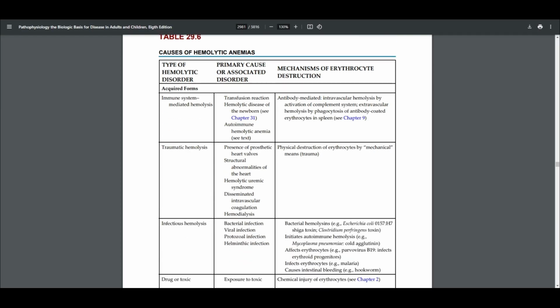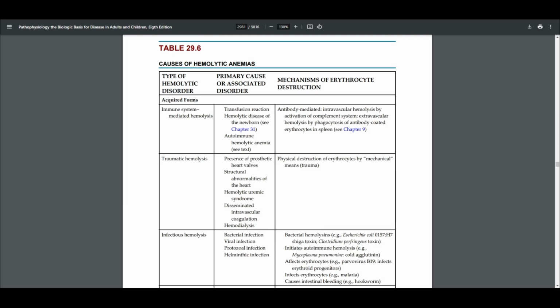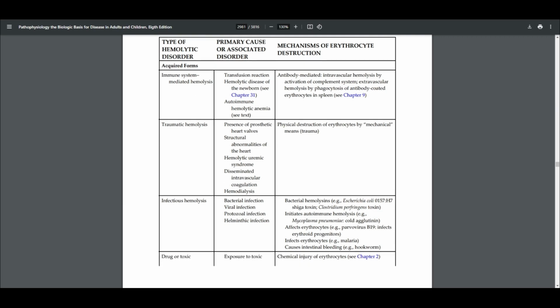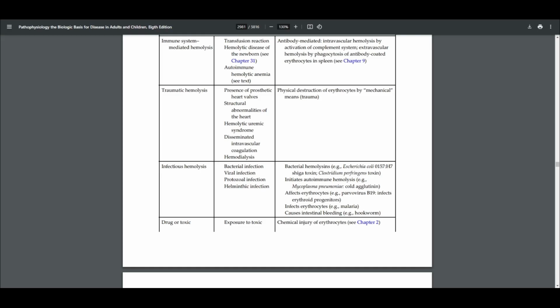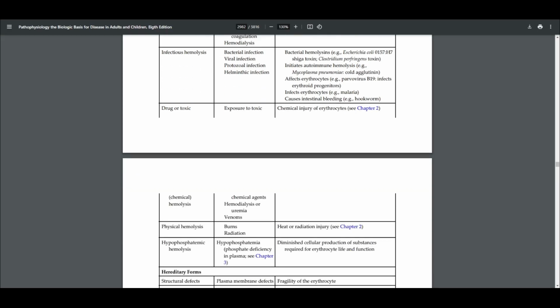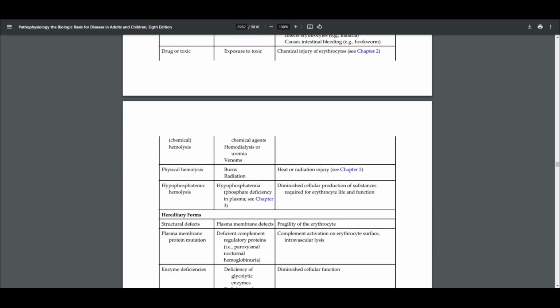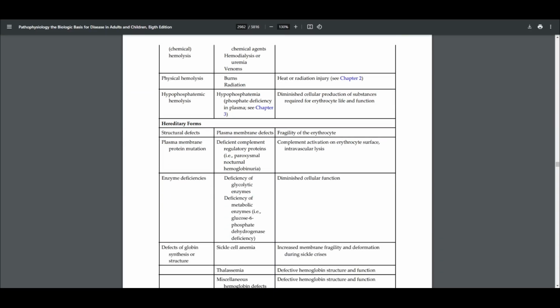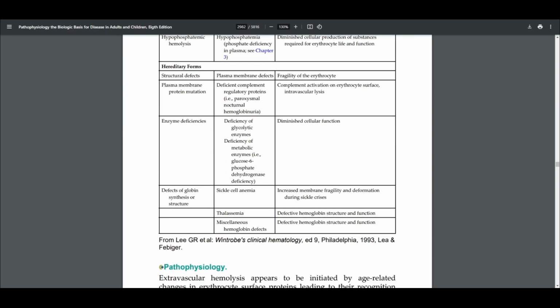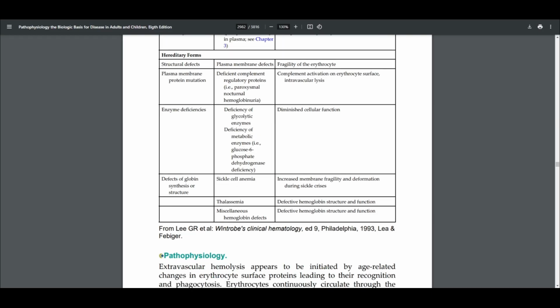So it's a good spot to hit pause and you can review the causes of hemolytic anemias. So what is the pathophysiology?